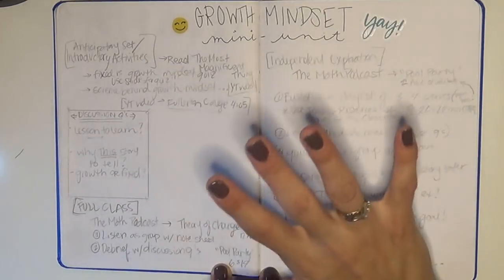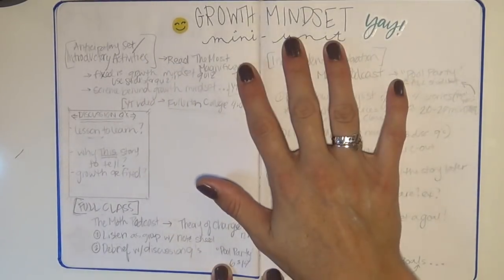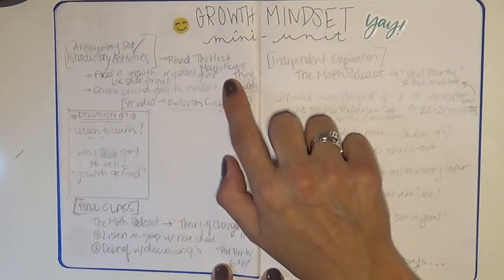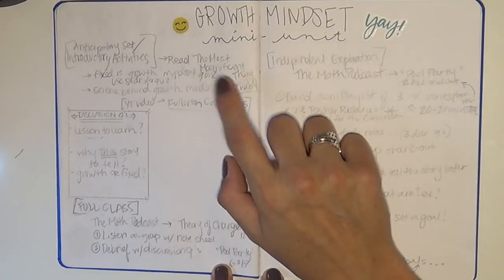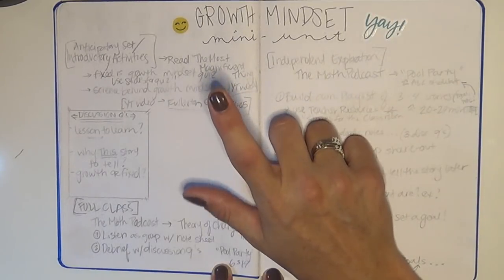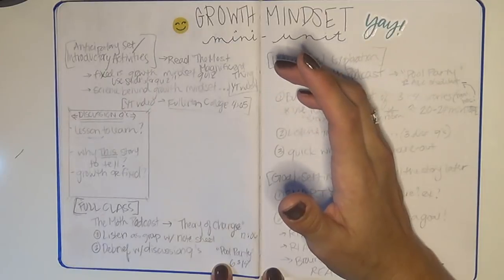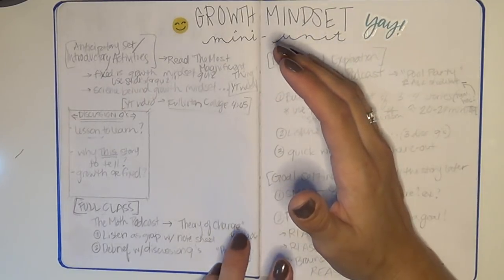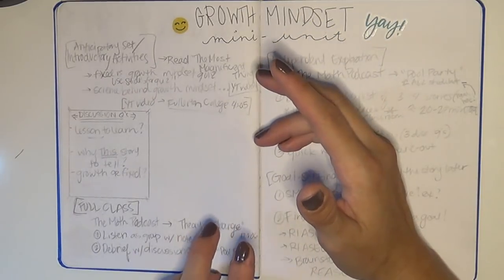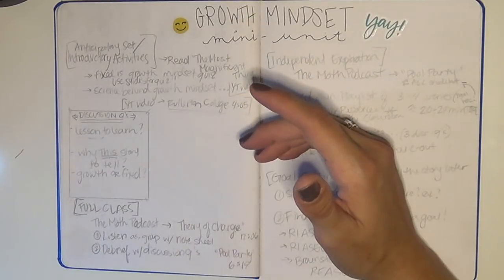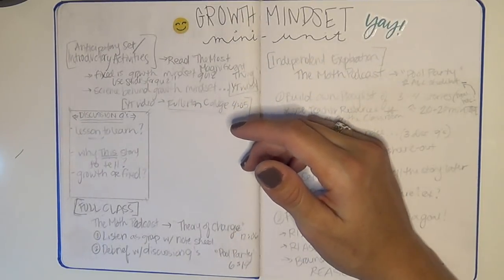For my anticipatory set, my introductory activities, what I want to do is read this book that I have called The Most Magnificent Thing. It's a picture book about a little girl who has a box of stuff, and she's making a thing, and she hits some roadblocks, and the thing falls apart, and it doesn't look the way she wants it to look. It's that thing we all hit when we're trying to be creative. She hits these huge roadblocks, and she perseveres, and she ends up making this amazing thing instead.